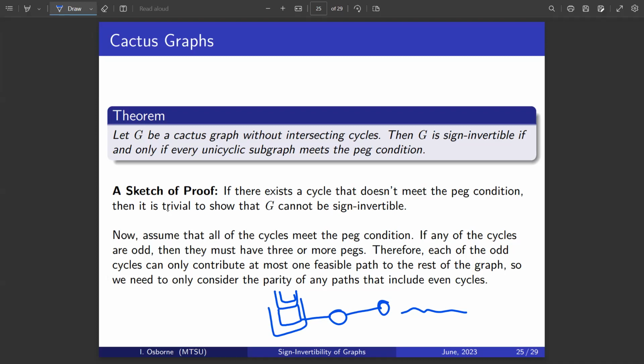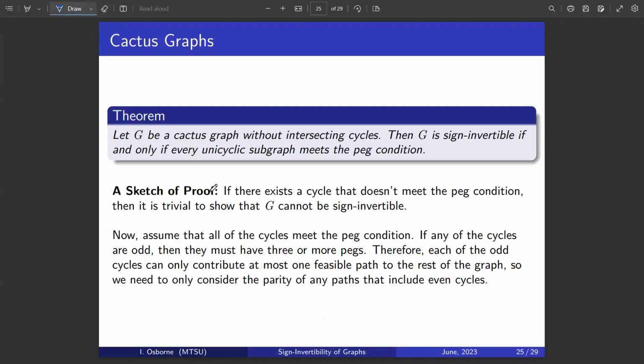So this will still be 2 or -2 like it was with the unicyclic graphs. So if you have a cycle that doesn't meet the peg condition, then you immediately cannot be s-invertible for your entire graph.